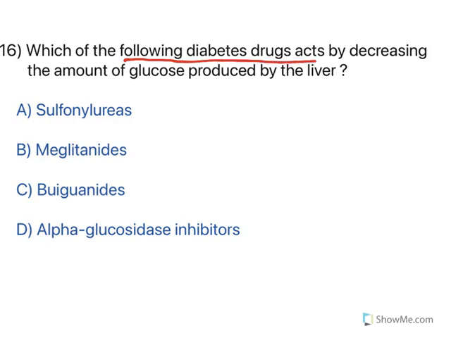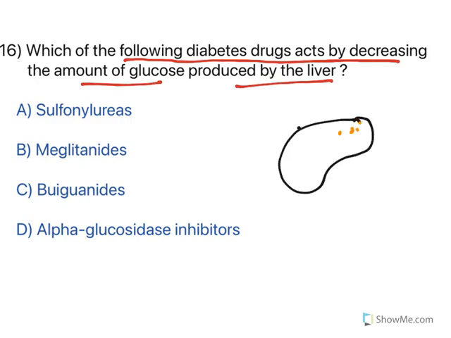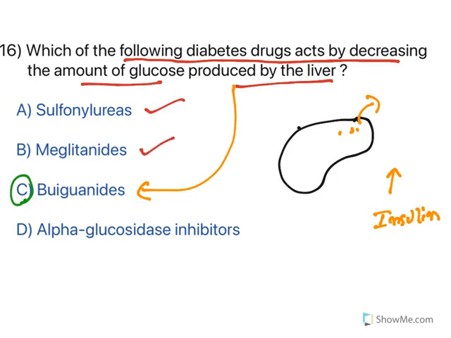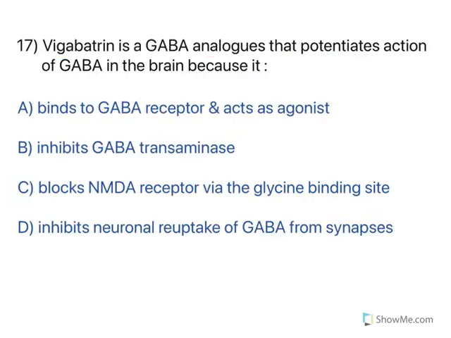Now, which of the following diabetes drugs acts by decreasing the amount of glucose produced by the liver? If glucose release from the liver is reduced, that means increasing cell sensitivity towards insulin. So these are known as insulin sensitizers. Insulin sensitizers are biguanides like the drug metformin. The remaining all: sulfonylurea is an insulin secretagogue, meglitinide is an insulin secretagogue, and alpha glucosidase inhibitors act in the gut, inhibiting the enzyme so that glucose absorption is reduced. So the amount of glucose produced by the liver is decreased by biguanides, metformin kind of drug. So option C is the correct answer. Moving to the next one.